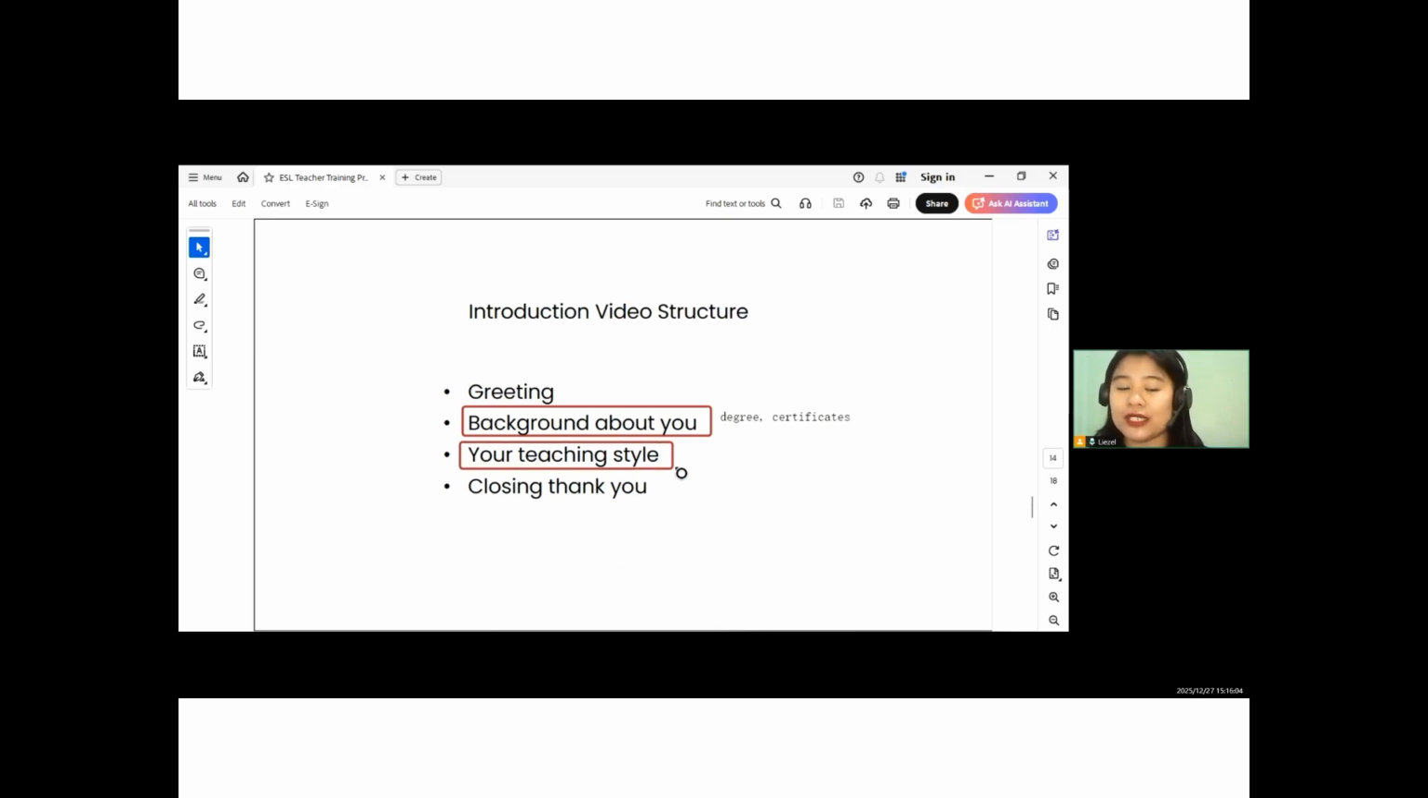Next one, mention your teaching style. It's like what students expect from you. You can say, for example, in my class, I let my students express themselves. Just like that, your teaching style or what students expect from your class. And of course, you have to have a closing, which is saying thank you.